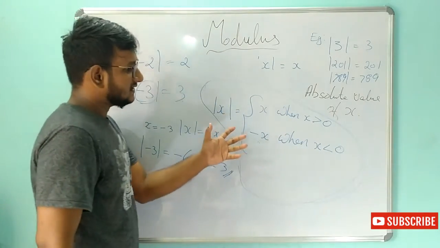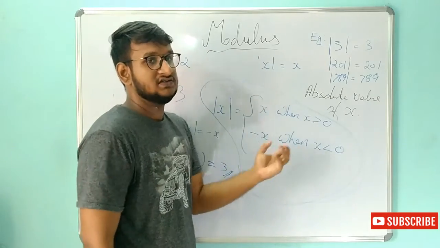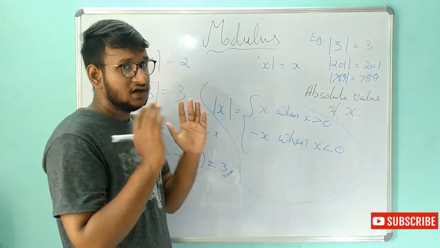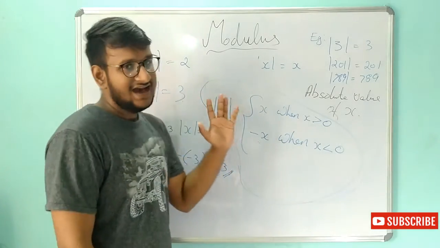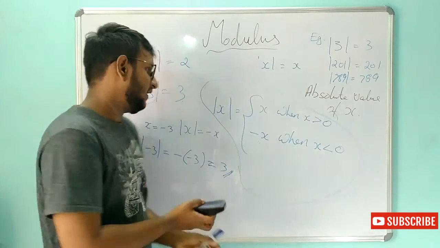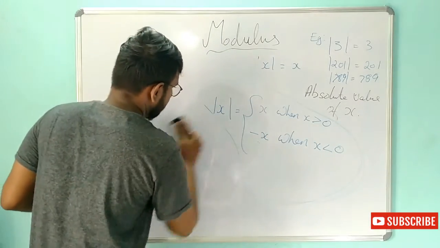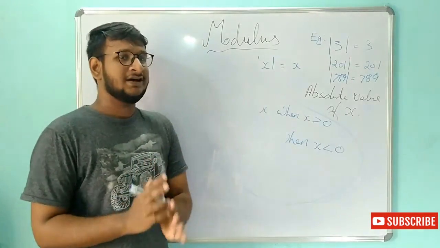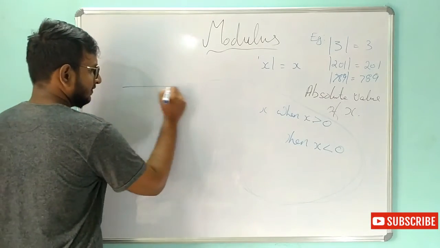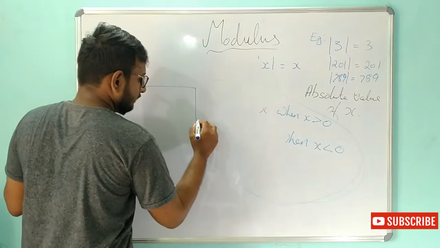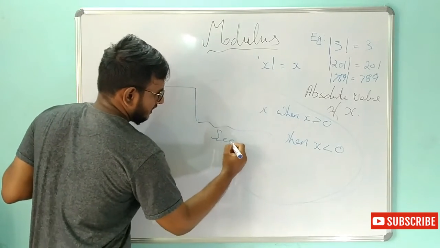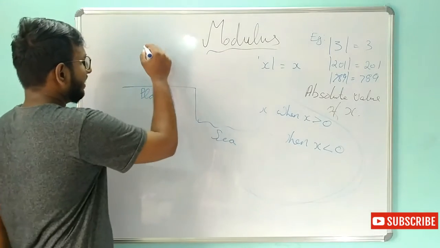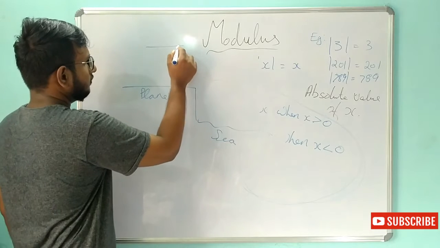Now let's see the application perspective of modulus. Usually modulus and modulo are used interchangeably, but they are two different things, as I said before. These concepts are applied in defining the altitude. For example, I am standing on a plane, this is sea level, and there is an aircraft flying above me.